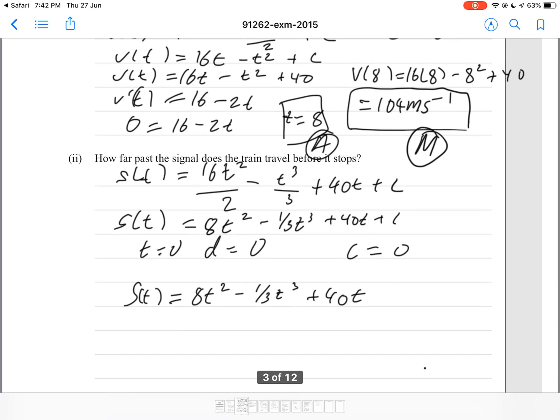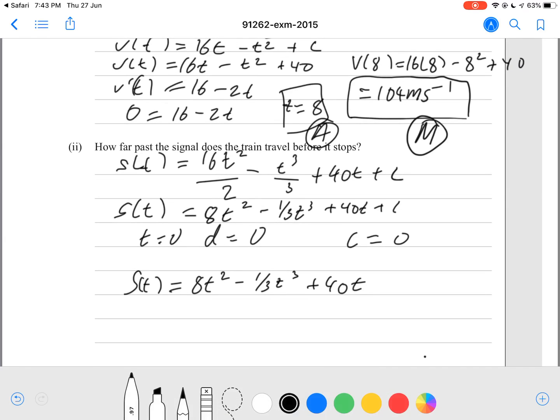Okay, we're not quite done yet. We need to see how far past the signal the train travels before it stops. When it says stops, that means the velocity equals 0. So we're going to find out how much time it takes for the train's velocity to become 0. We have our v of t formula, so we substitute velocity equals 0 and see what our t value is. So 0 equals 16t minus t squared plus 40. Just once again some quick calculator work here: negative t squared plus 16t plus 40 equals 0.